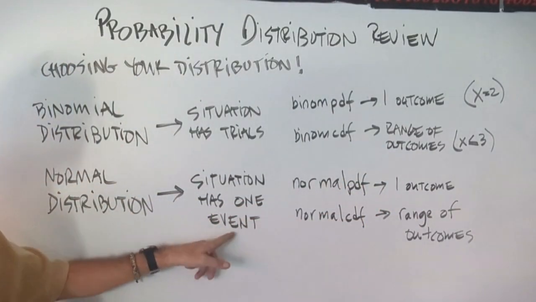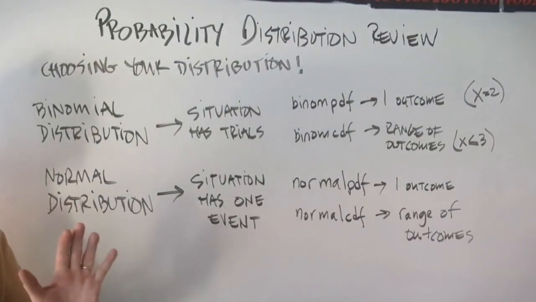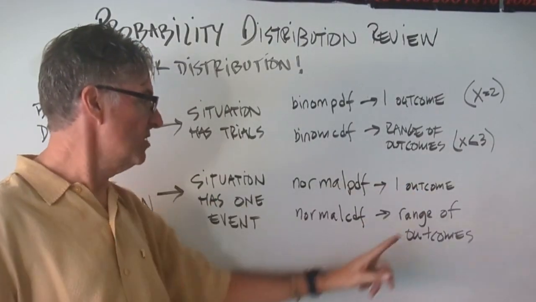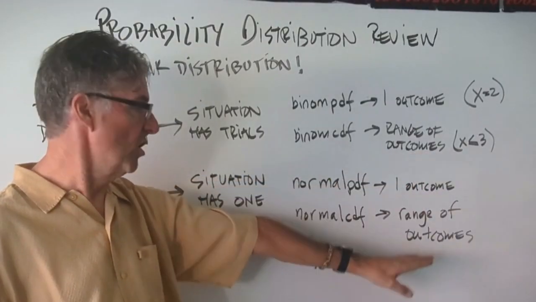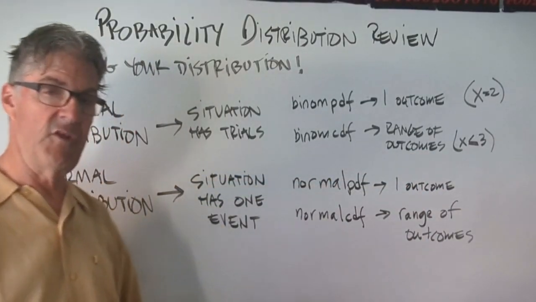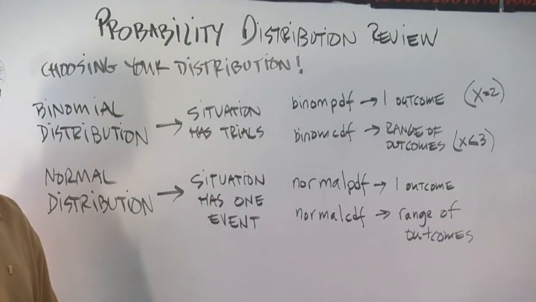Now, on the normal distribution, same thing. PDF is for one outcome, CDF is for a range of outcomes. And the same caveat with the 84 with a range. You have to be careful about how you enter that in to your calculator.